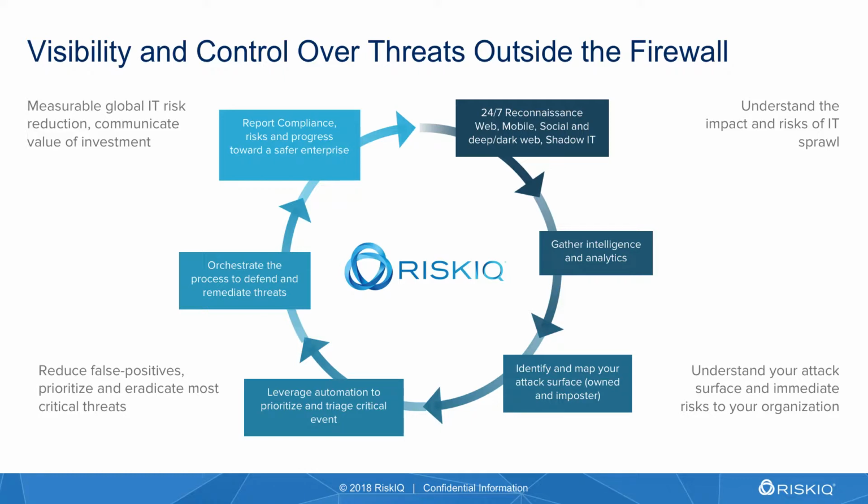Our digital threat management platform will then leverage automation and machine learning to prioritize and triage critical events. We want to make sure that everybody within your security team is seeing all of the events that we're identifying as problems within your attack surface. This could be vulnerable technology that's running on assets that are exposed out to the internet. It could be mobile or social profiles that are not sanctioned by your business that are being registered on your behalf.